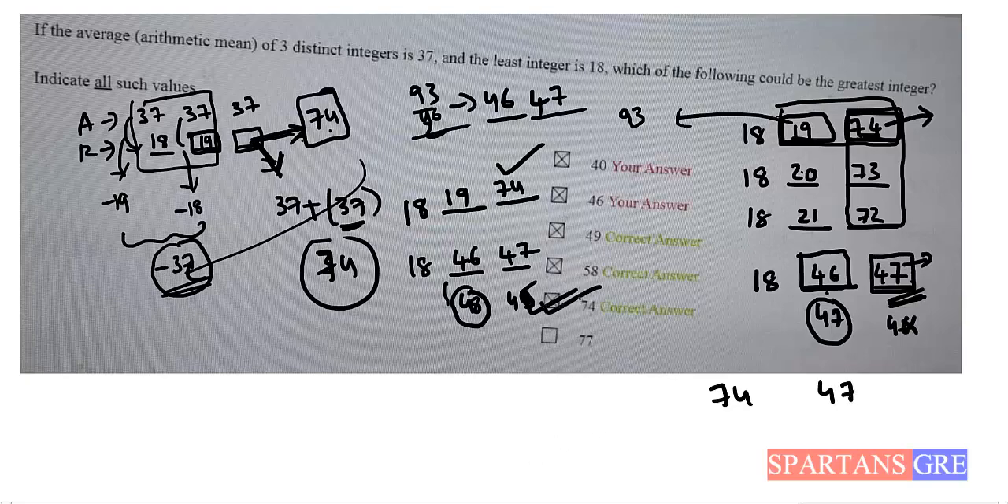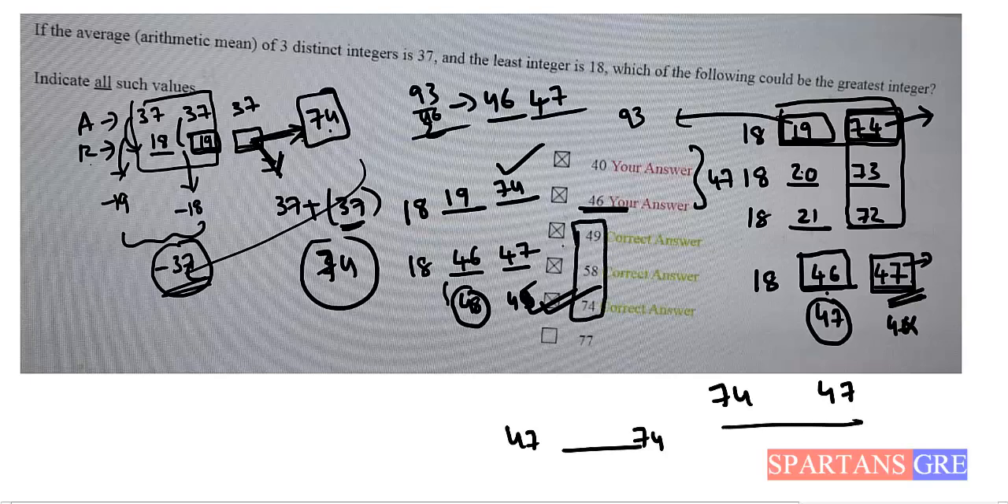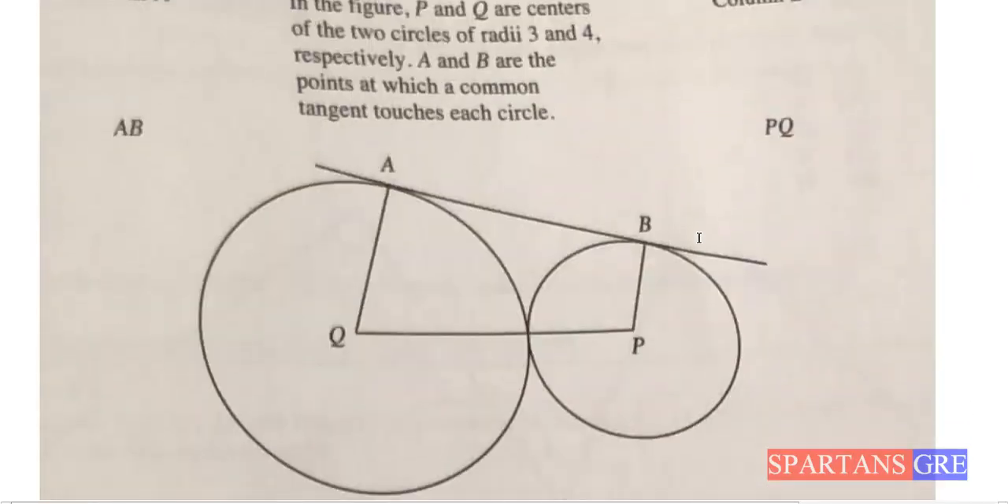So 74 is correct, and anything below is wrong because the edge case itself is 47. The number cannot go below 47. So it should be numbers between 47 and 74. So all these are possible answers, right? This is again a conceptual question. So let's move on to our next question.